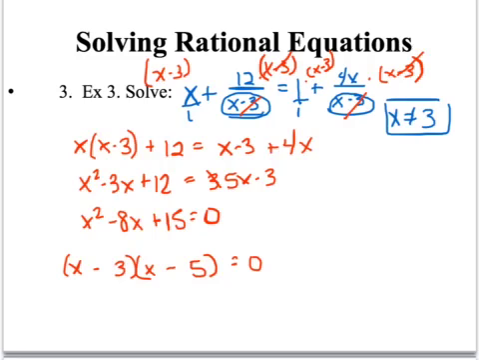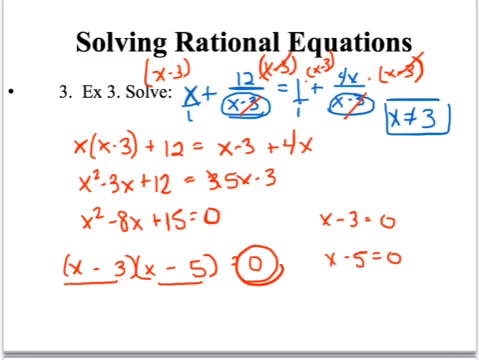Okay, now comes the zero product property. I set each of these equal to 0, because one of them, if not both of them, must equal 0 in order to get 0 as the product here. So I have x equals 3 and x equals 5. But if you remembered from up above, we cannot have x equals 3. So that cannot be our answer. The only valid one then is x could equal 5, and that's it.